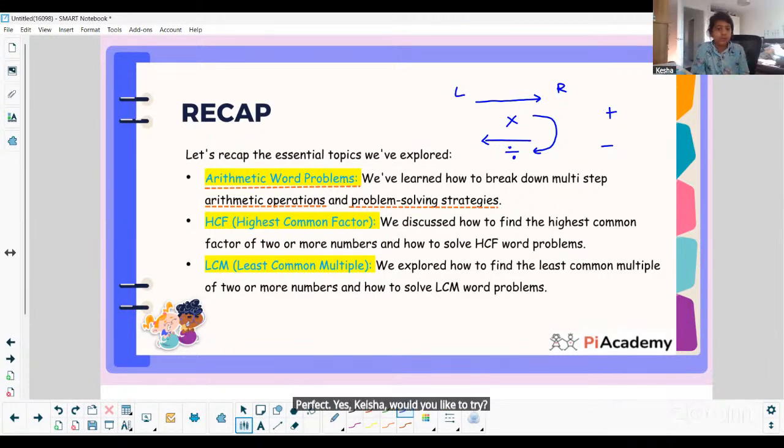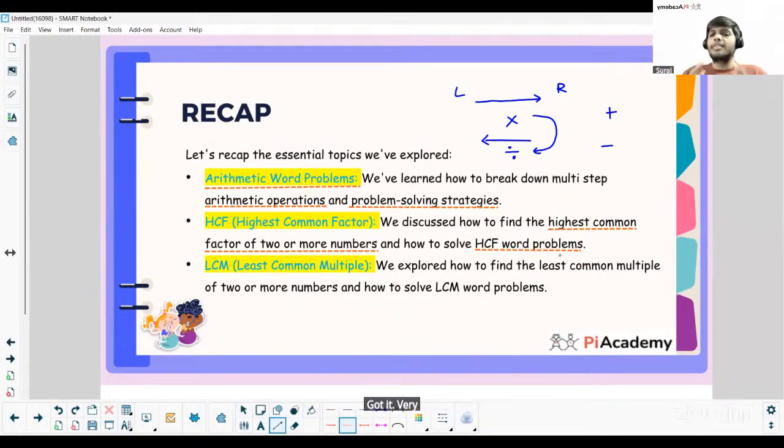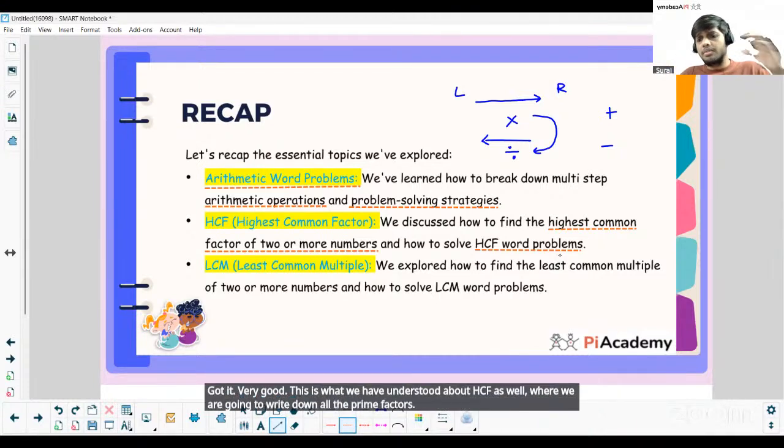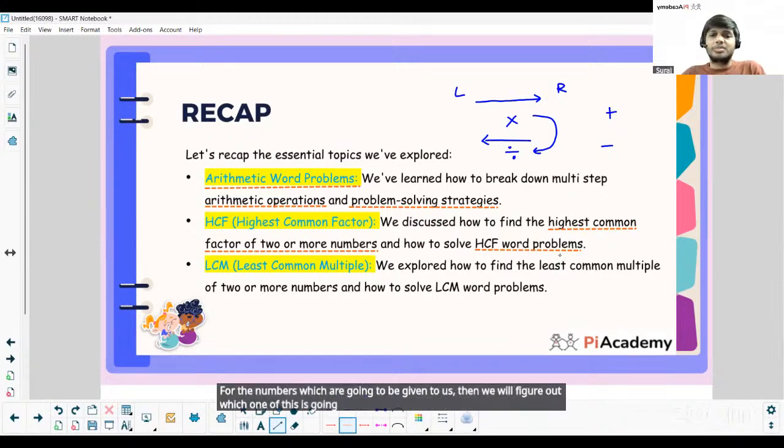To work out HCF, you need to write down all of the factors of your numbers, and then you have to find the highest number that every single number has. Correct. Very good. This is what we have understood about HCF as well, where we are going to write down all the prime factors for the numbers which are going to be given to us. Then we will figure out which one of these is going to be the highest one. Very good, Kesha. Now, who is going to tell me what is the meaning of LCM?